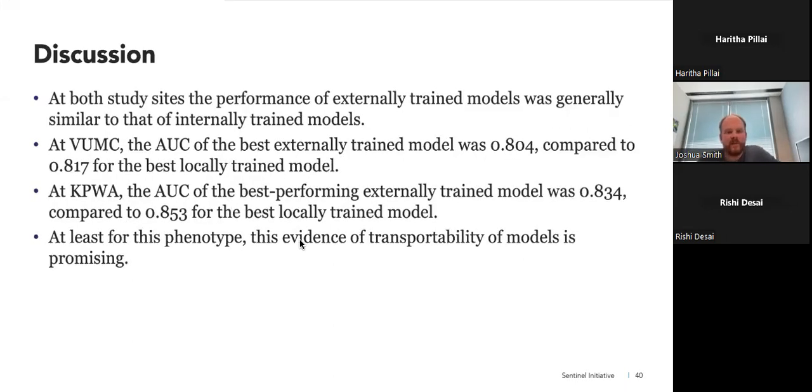Also important to point out, at both study sites, the performance of the externally trained models was generally similar to those of internally trained models. The AUC of the best externally trained model at VUMC was 0.804 compared to 0.817 for the best locally trained model. And at KP Washington, the best performing externally trained model was 0.834 compared to 0.853 for the best locally trained model. So at both sites, both models seem to work well, which seems to bode well for the transportability of this approach, at least for this phenotype. So we don't know for sure about all other phenotypes. We know that this phenotype works well, and we should probably test it with some other ones.